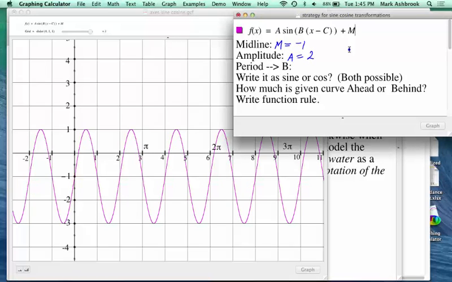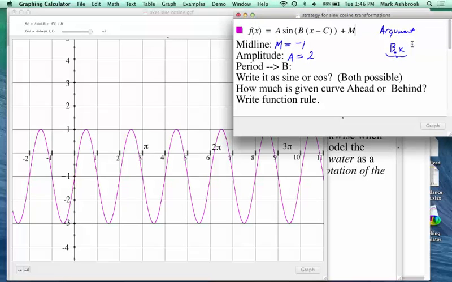Okay, now, so the period is not this value of b, but it helps us get this value of b, this coefficient. So our argument looks like this: bx or b theta or bt. I'm using x here, so bx, where x is our angle measure, or it could be time. Who knows? x is the input. So the argument bx has to attain.